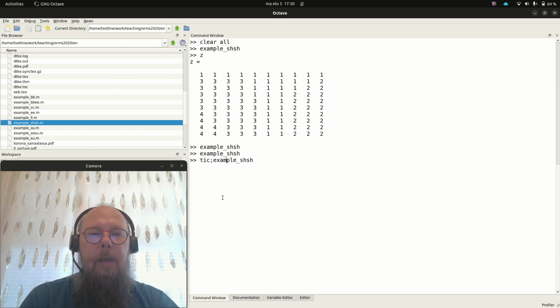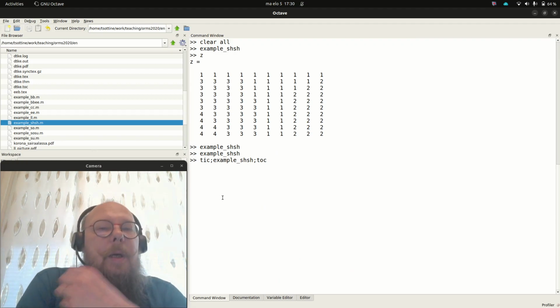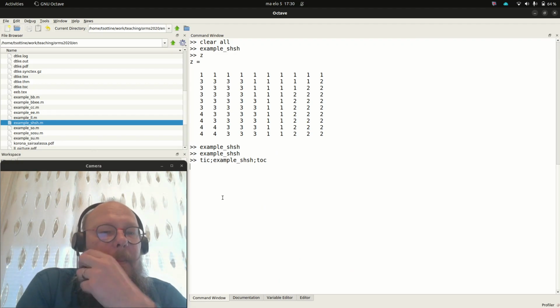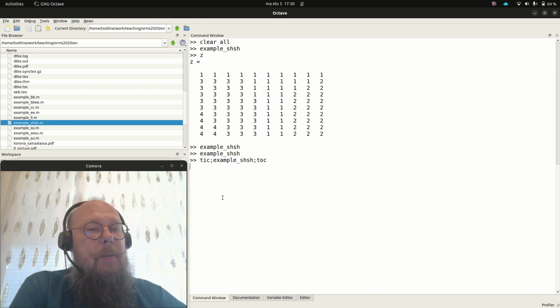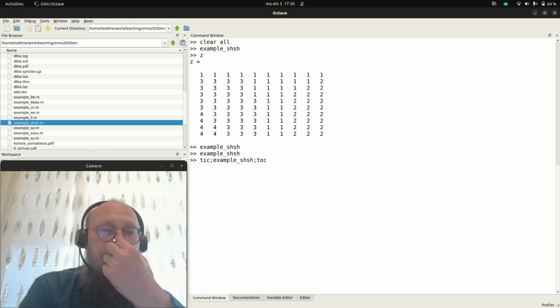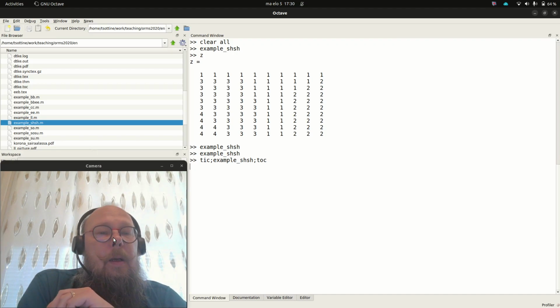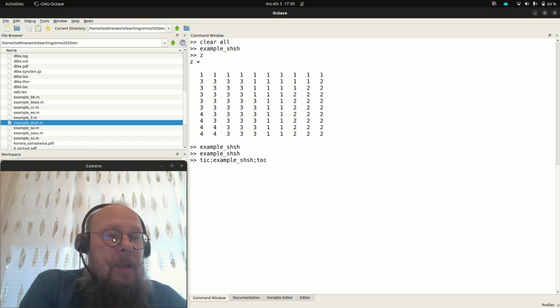Tick, tock gives us time. Tick starts a clock, and tock stops the clock and prints how long has passed. So let's now check how long it will take for this big Z matrix to be calculated and then plotted. The plotting doesn't take time. The calculation of the matrix takes time because we are solving n times n squared different decision problems. So it obviously takes some time to do it.